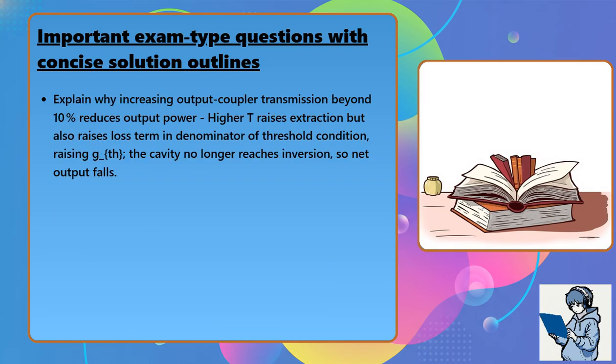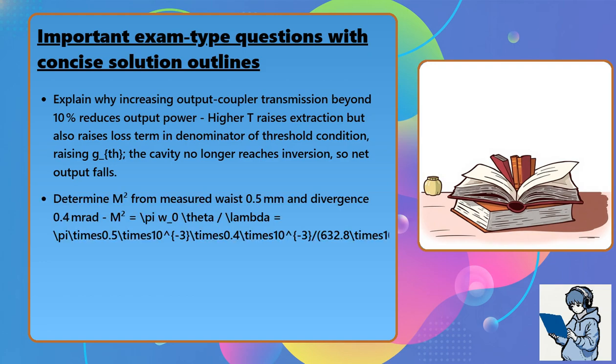Explain why increasing the output coupler transmission beyond 10% reduces output power. A higher transmission increases extraction, but also increases the loss term in the denominator of the threshold condition, which raises the required threshold gain G sub TH. The cavity then cannot achieve sufficient inversion, and the net output power decreases.